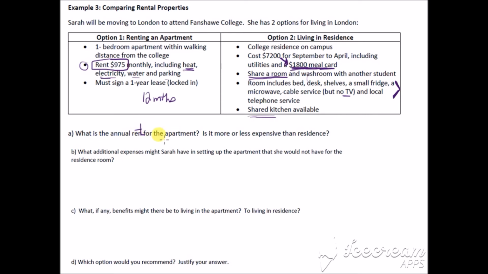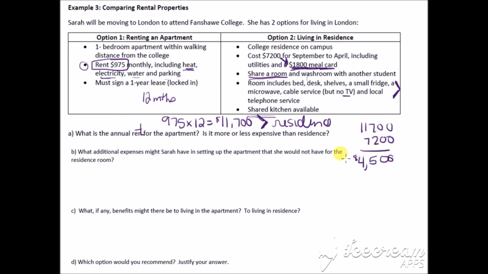So what is the annual rent for the apartment? Annual rent would be $975 times 12. And I put all these questions on the same page. 11,700. Okay, is it more or less expensive? Well, this is for sure more than the residence, right? So instead of paying 11,700, if she lived in residence, it'd be 7,200. So it's like $4,500 difference, and you're getting a meal card.